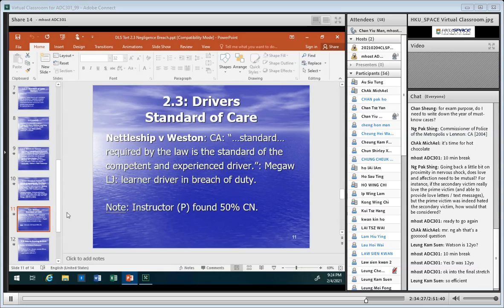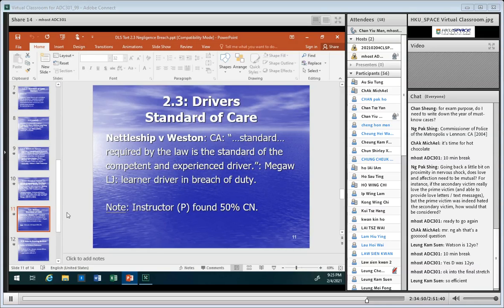So Nettleship and Weston is a good case because it has two issues in it. It's a bit like the Wing Hong case. Let's look at Wing Hong when it comes to contributory negligence later. Okay. So remember, we're in a civil action. Plaintiff takes action, sues the defendant. Plaintiff has to prove all the elements of negligence. Good. But the defendant can raise a defence.